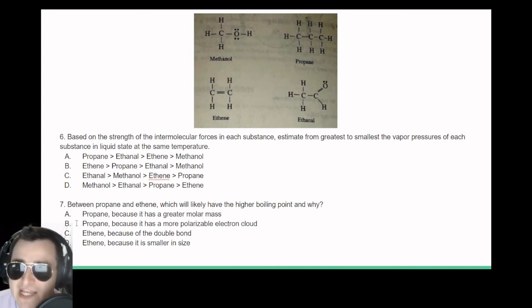But why is B the better answer? Because of what LDFs actually are. Propane because it has a more polarizable electron cloud. LDFs work because of the partial positives and negatives that are created by the movement of electrons around your atom. When more electrons are over here than over here, I get a partial negative and a partial positive. And the more electrons that are there, the bigger the rocking of the boat, the bigger the swishing and swooshing, therefore the more polarizable it is. The answer is B.